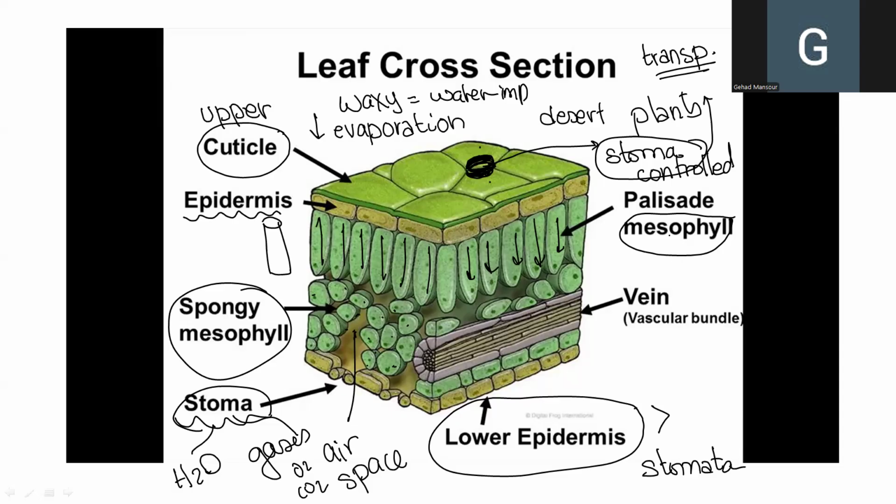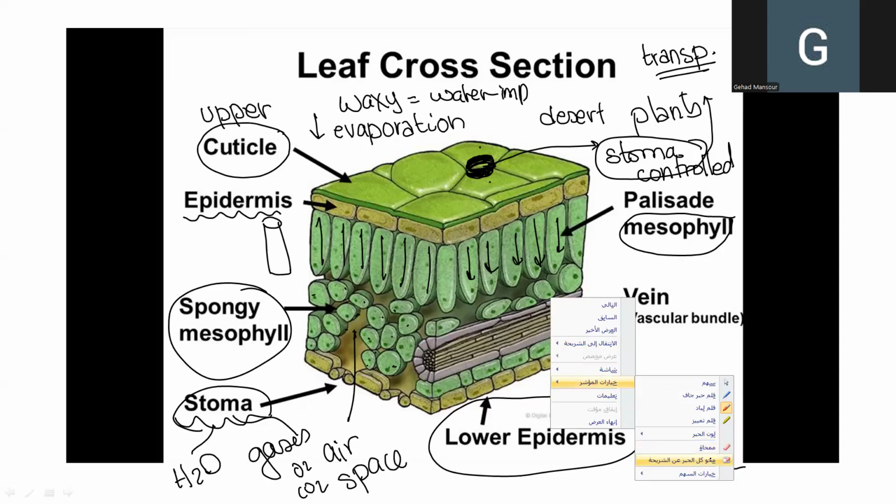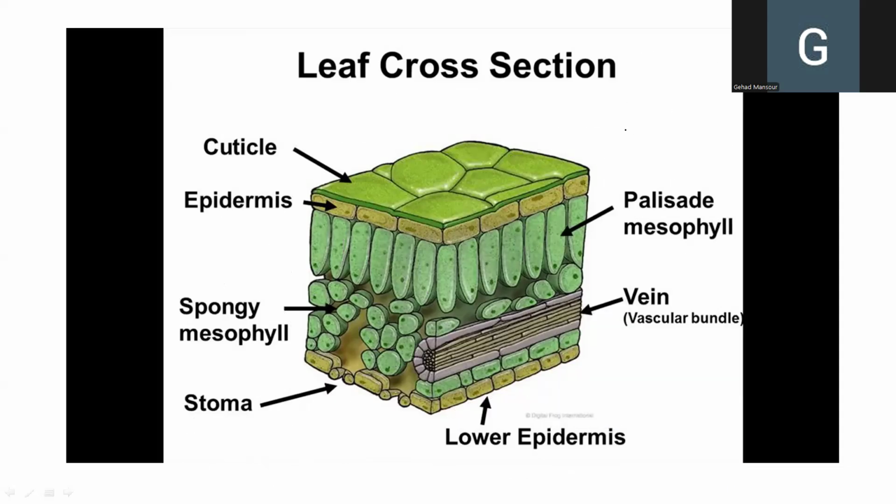The main difference between the palisade and the spongy mesophyll, other than the arrangement of cells, is that the chloroplasts here are very densely packed. So we have dense chloroplasts inside the palisade mesophyll, and they move up and down according to the intensity of the sunlight. So if we have high intensity of sunlight, they move away from the sun in order to avoid injury, and vice versa. In spongy mesophyll, the chloroplasts are fewer.